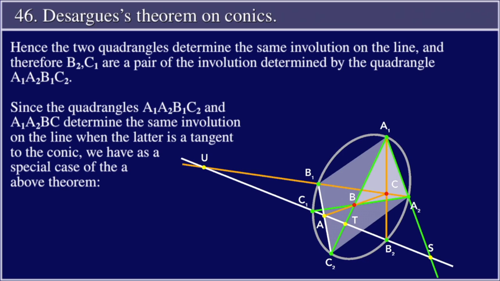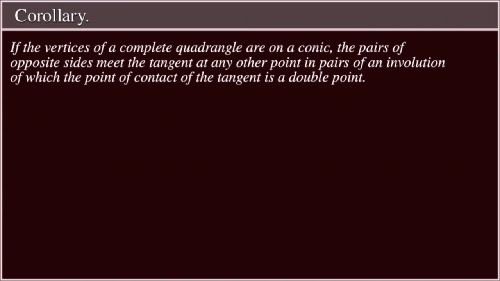Since the quadrangles A1, A2, B1, C2 and A1, A2, BC determine the same involution on the line when the latter is a tangent to the conic, we have a special case of the above theorem. Corollary. If the vertices of a complete quadrangle are on a conic, the pairs of opposite sides meet the tangent at any other point in the pairs of an involution of which the point of contact of the tangent is a double point.